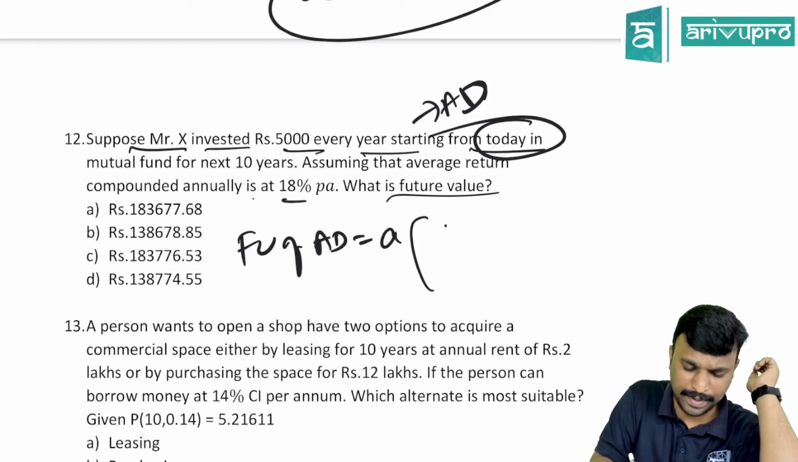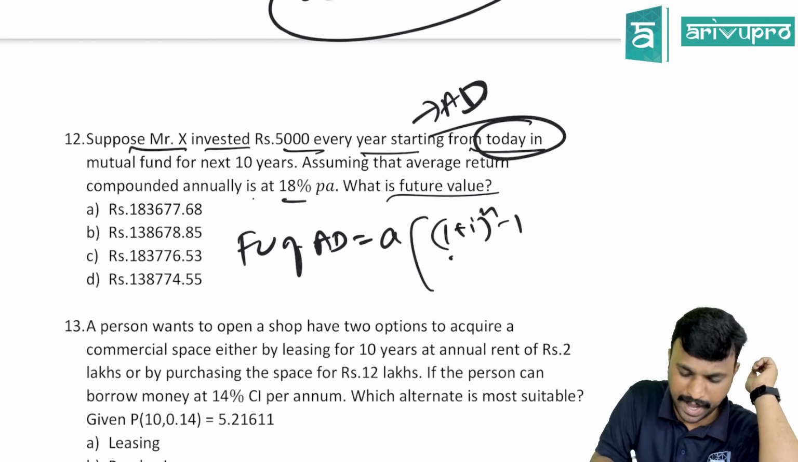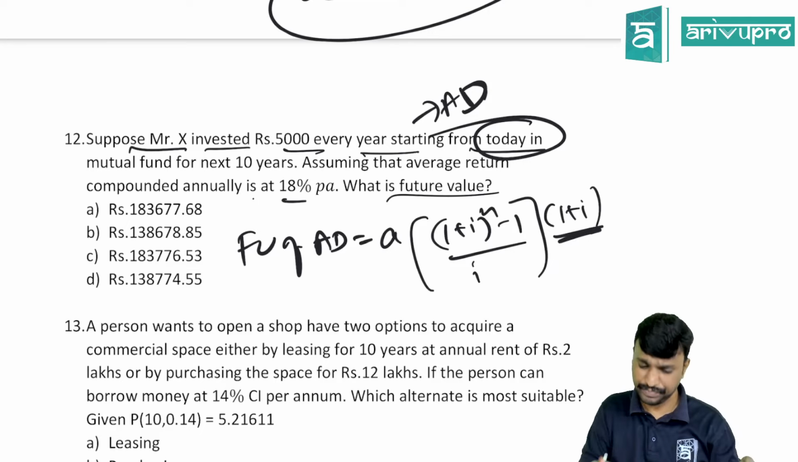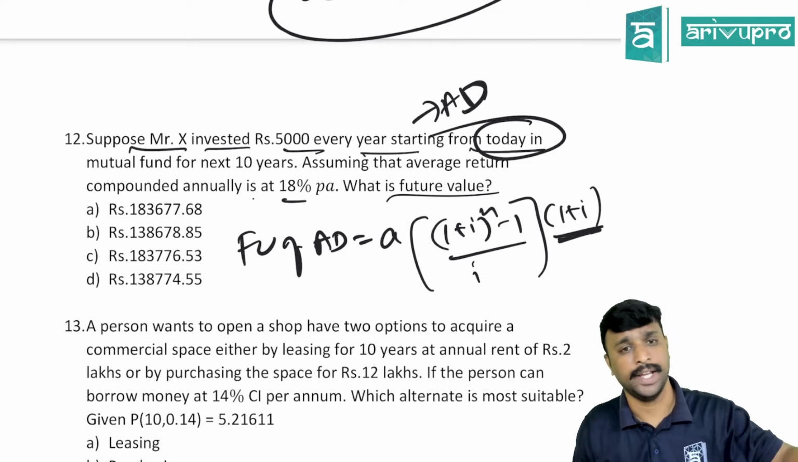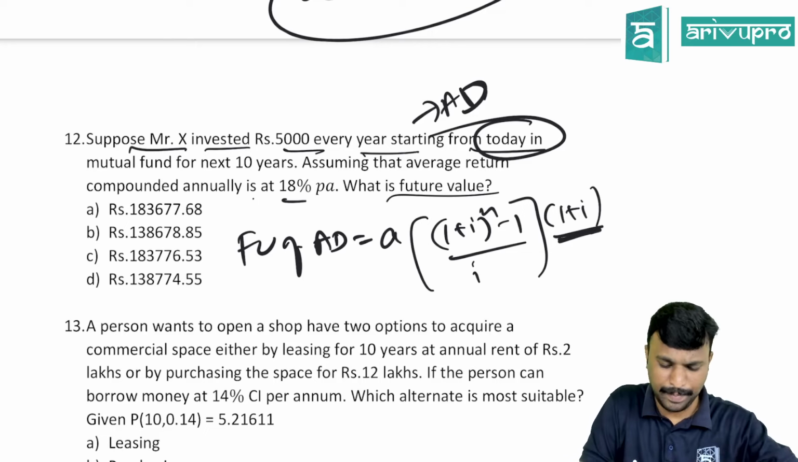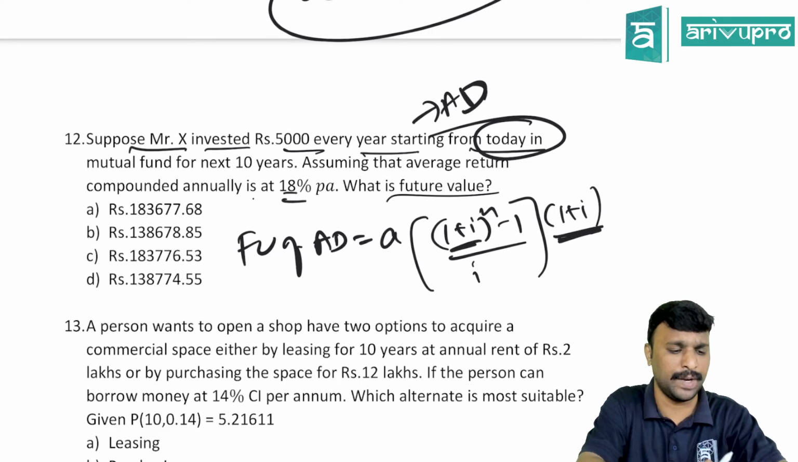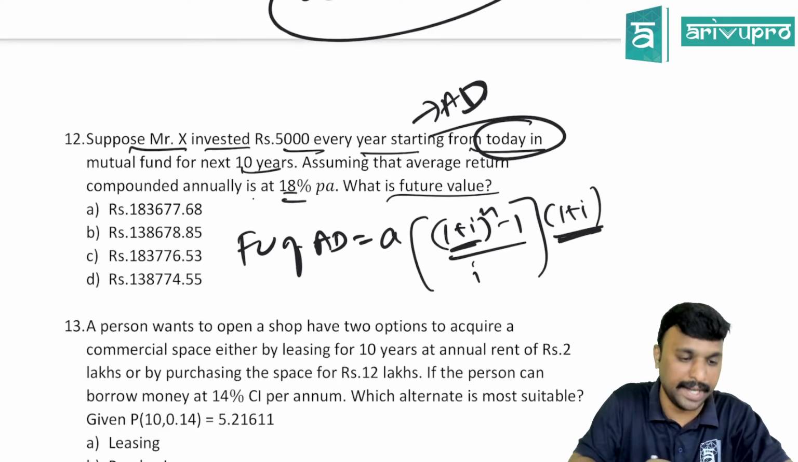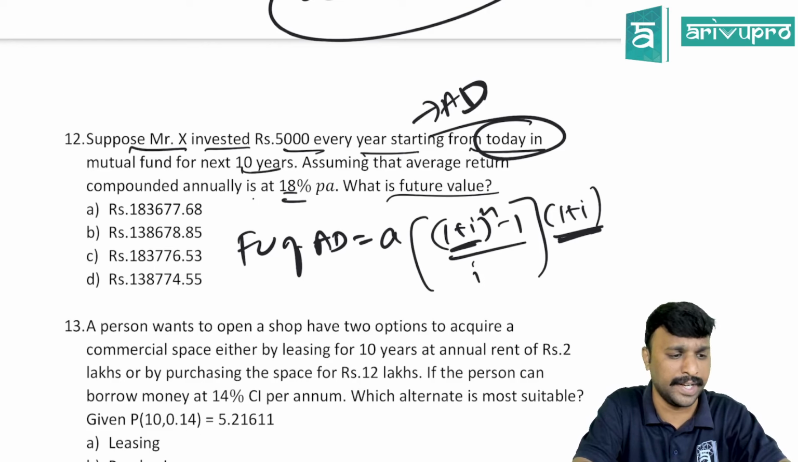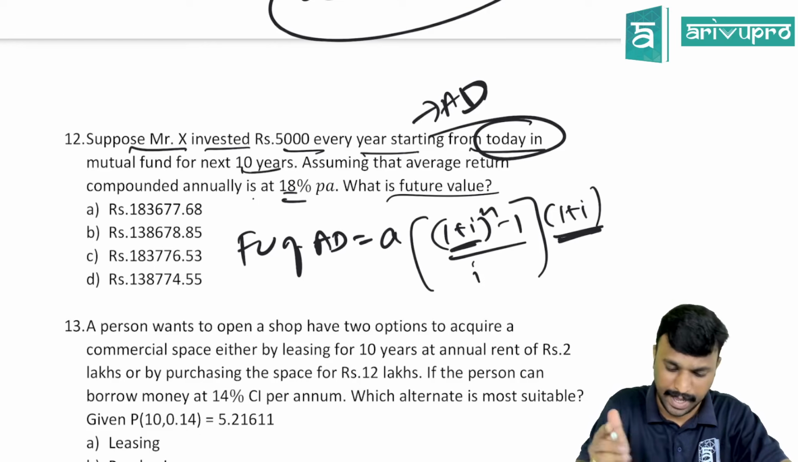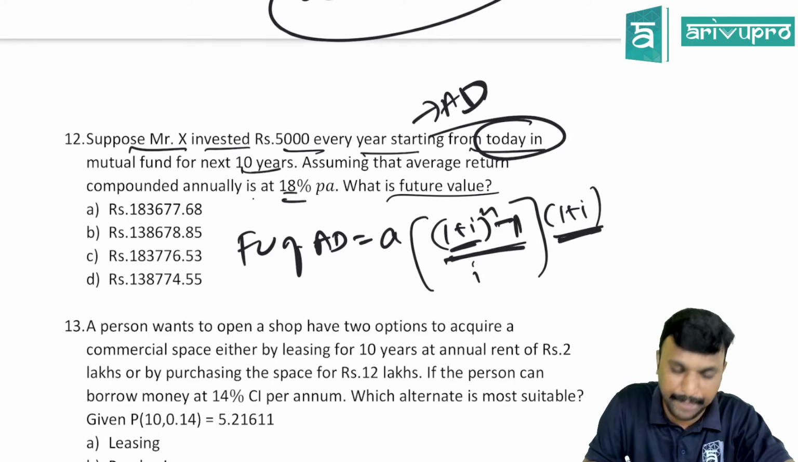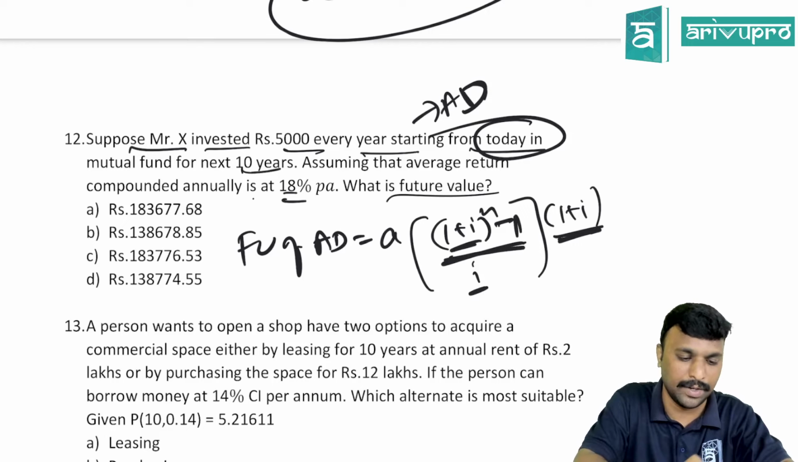So A into 1 plus I whole power n minus 1 divided by I into 1 plus I. So this is the extra term that has to be taken for annuity due. So let's do the computation. 1 plus I, guys, I is 18%, so 1 plus I is going to be 1.18. Raise the power to how many years? 10 years. So press into, keep on pressing equal until the counter number is 11, and then do minus 1, and then press the divide button. What is I? 0.18, and then multiply A.